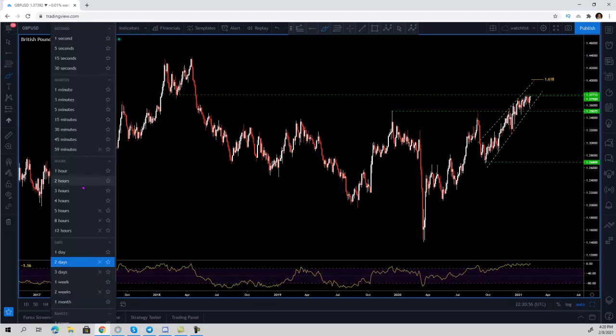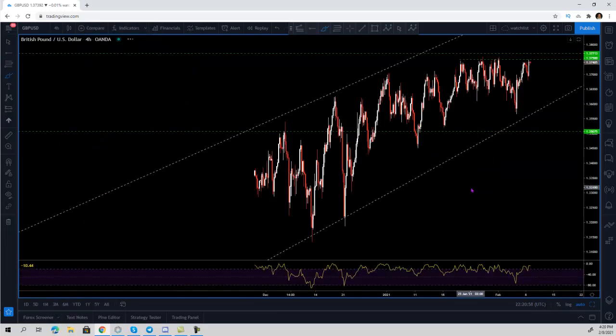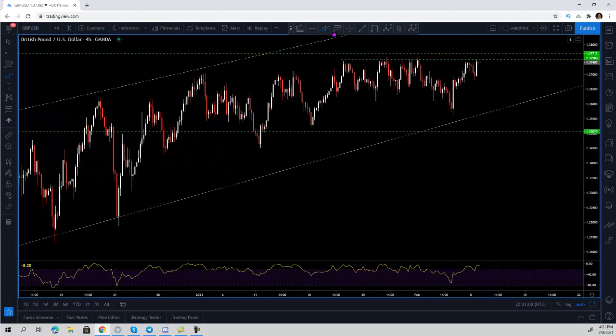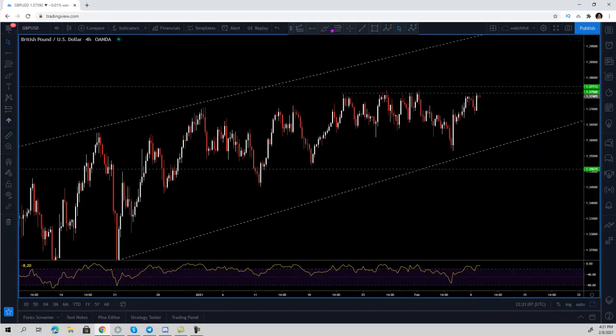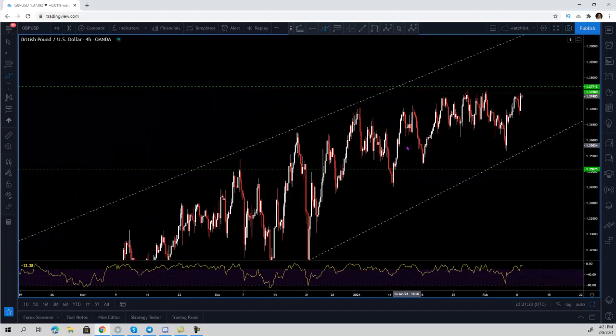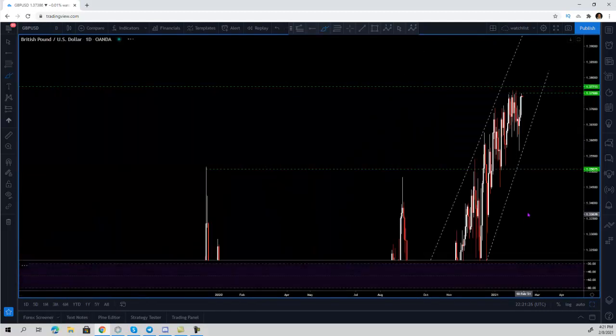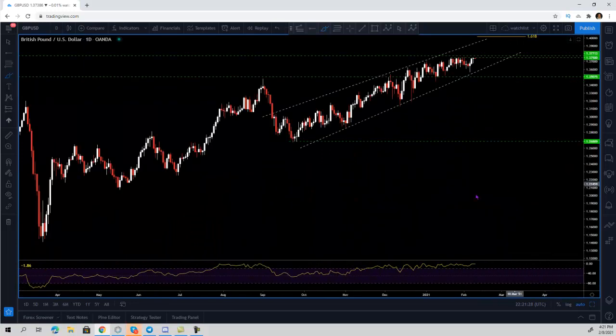If we go back to the 4-hour chart, you can see clearly that sellers are positioned here and are protecting this level. But even though this bullish structure looks like a reversal pattern, let's go to the daily chart.